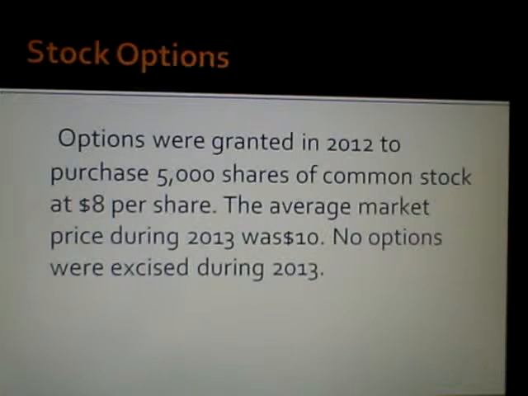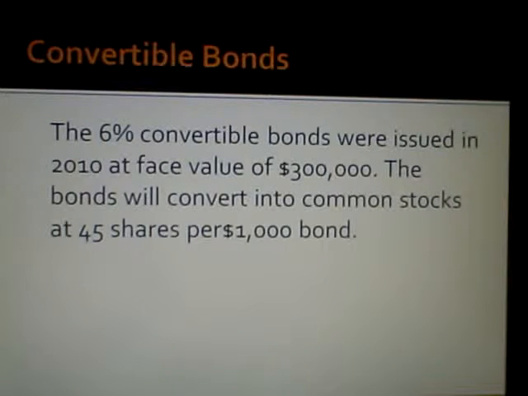The stock options: options were granted in 2012 to purchase 5,000 shares of common stock at $8 per share. The average market price during 2013 was $10. No options were exercised during 2013.